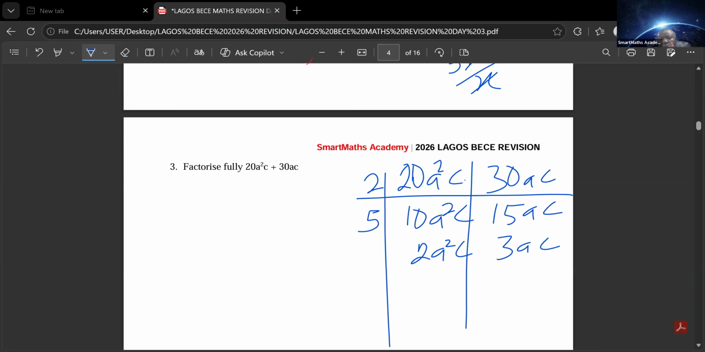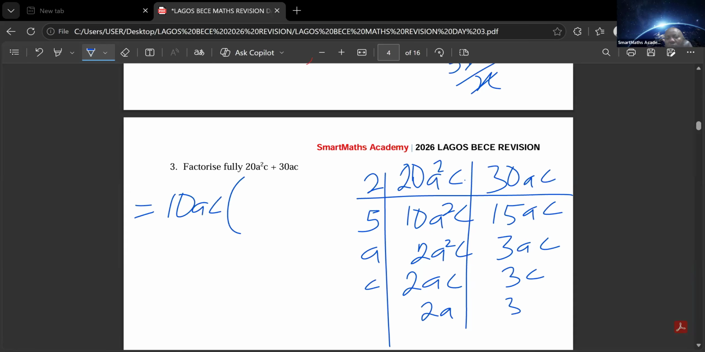2 and 3, no number. So the next is a. A can go. A squared divided by a will be a. So that will be 2ac, then 3c. C can go again. C, then 2a, then 3. So we multiply these ones together. That gives us 10ac. Open the brackets. What you have left here is 2a plus 3. That's the answer. I hope this is very clear to you.